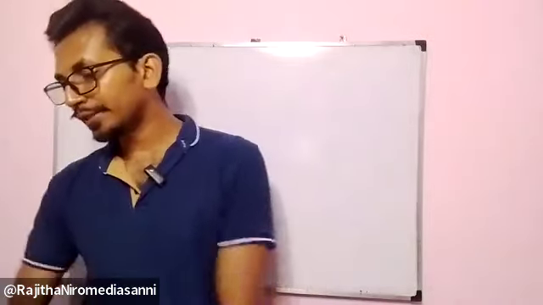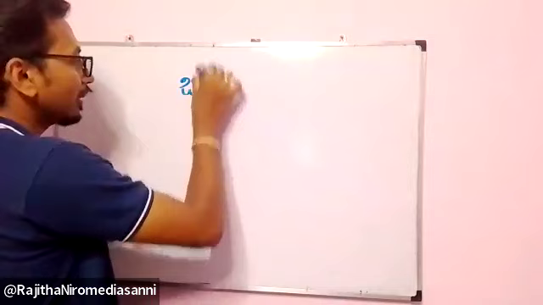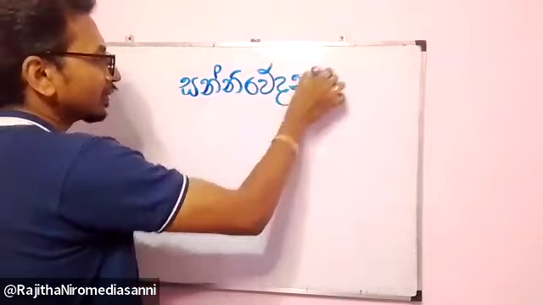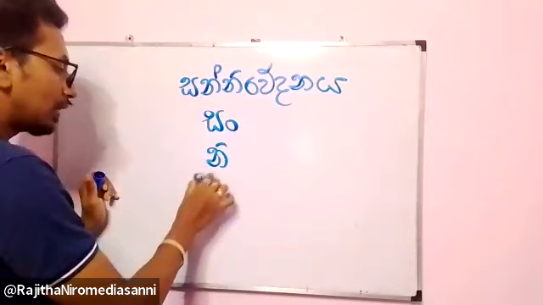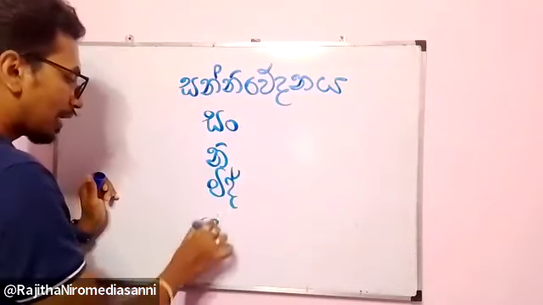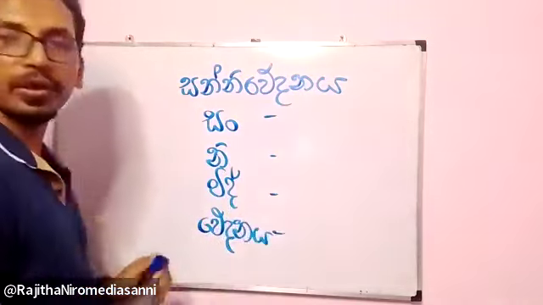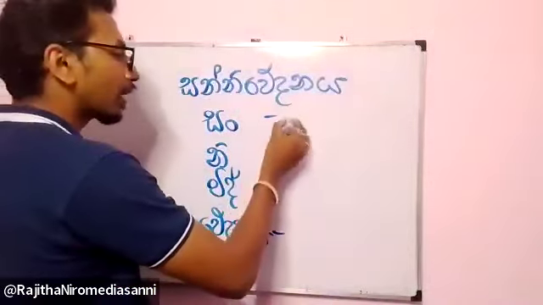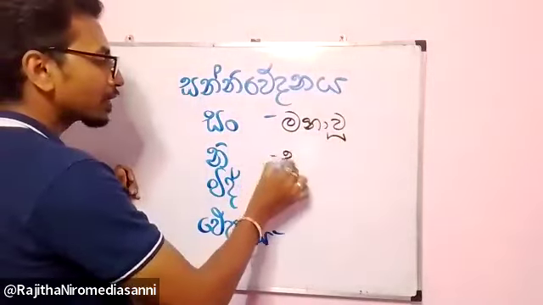Okay, next one, the Sinhala term idea. The Sinhala term, we already know, the Sinhala name is Sannivedana, you know, that is the word. Sannivedana is a common word. We can divide it into sang, ni, and ved, vedane. In Sinhala, what are the meanings of these? Sang means manav.